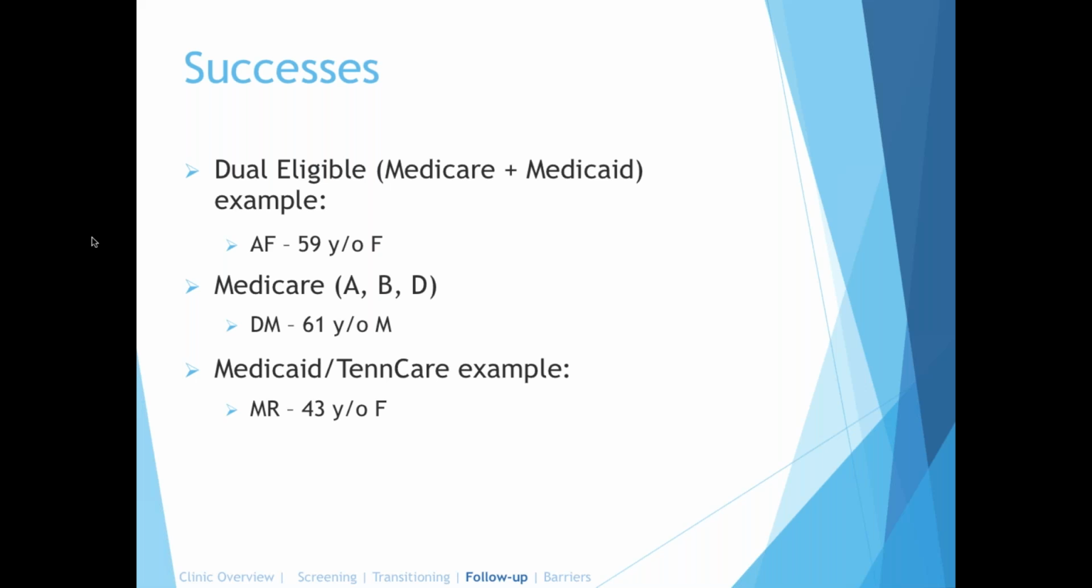So if a patient has both Medicare and Medicaid, most of their health costs are likely covered, and they're referred to as dual eligible.